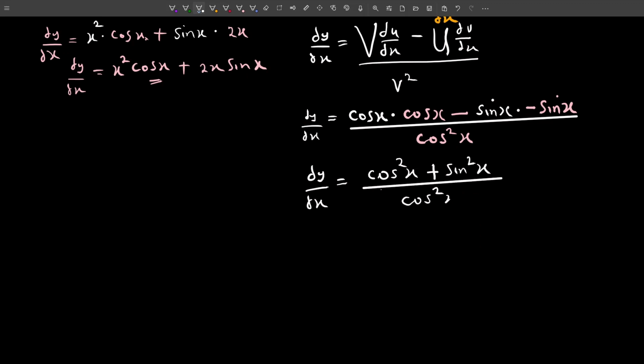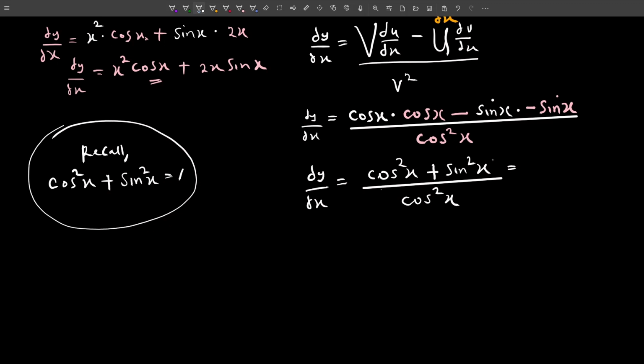Now recall from trigonometry that cos square x plus sine square x is equal to 1. So if you put it here now, this will become 1 over cos square x. Alright, so dy dx is equal to 1 over cos square x.